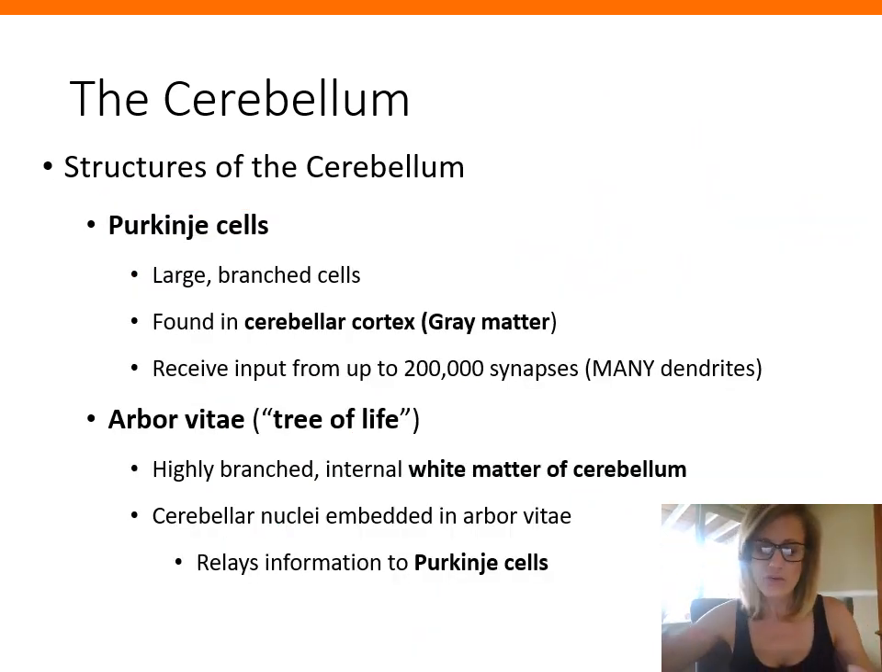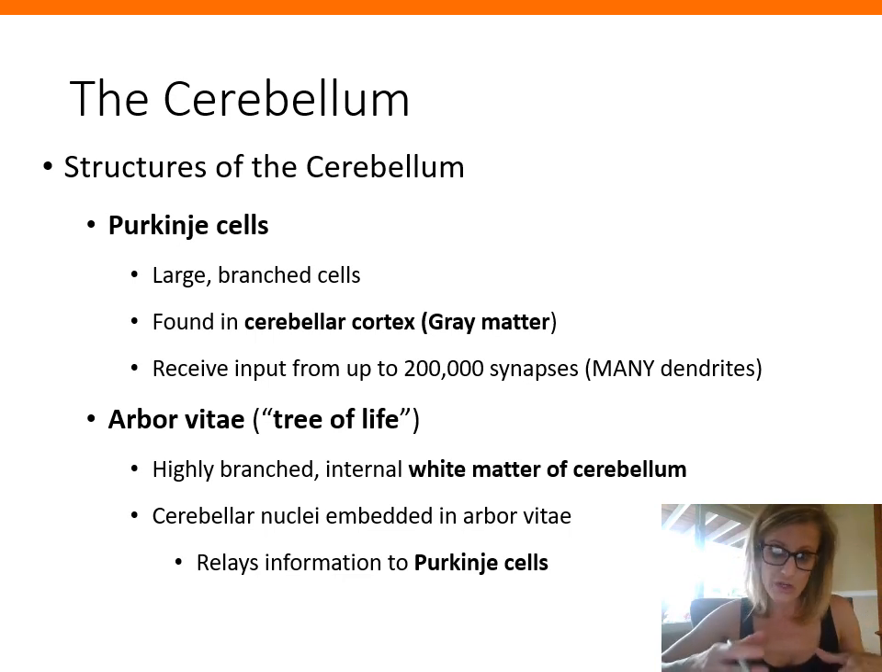When we take the cerebellum and we section it, say we cut it in half and we look at it from the inside, we can see that the outer region of the cerebellum is gray matter. And then deeper inside the cerebellum, we have white matter. Just like we saw with the cerebrum, the gray matter's on the outside, the white matter's on the inside.